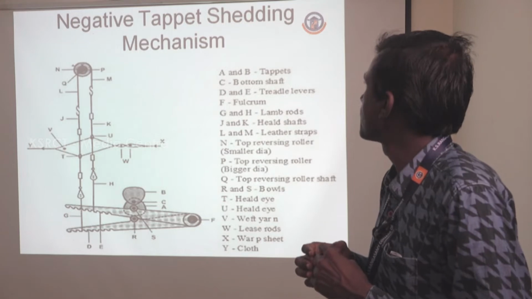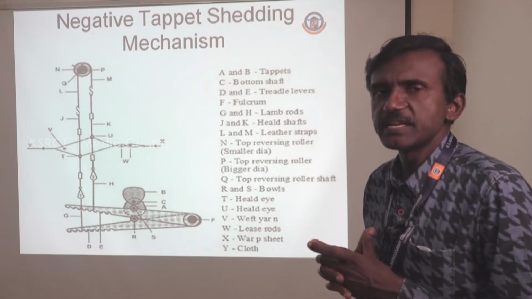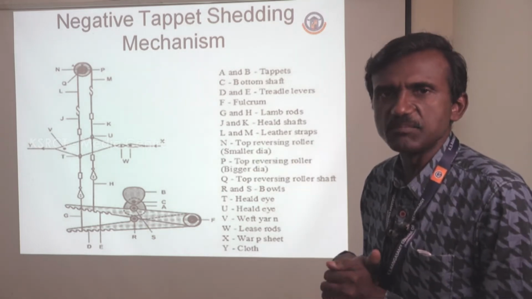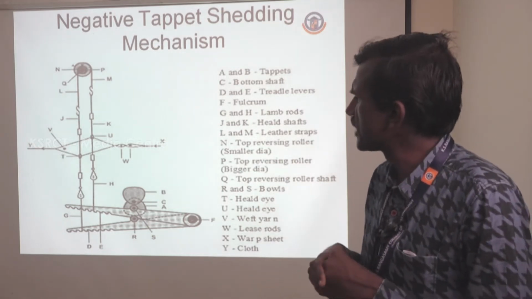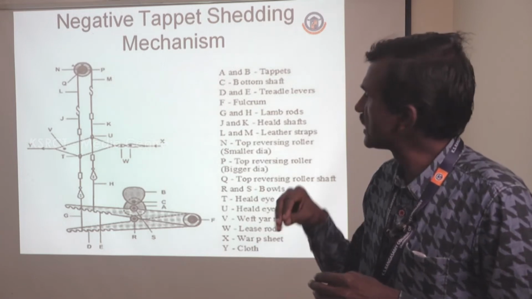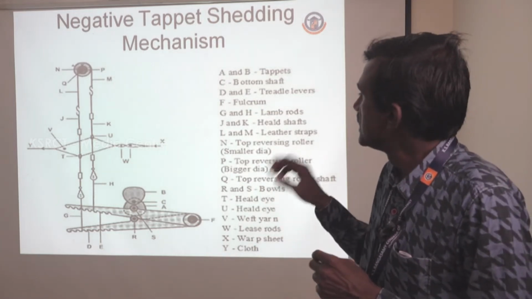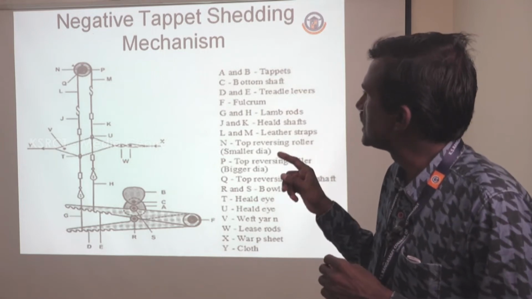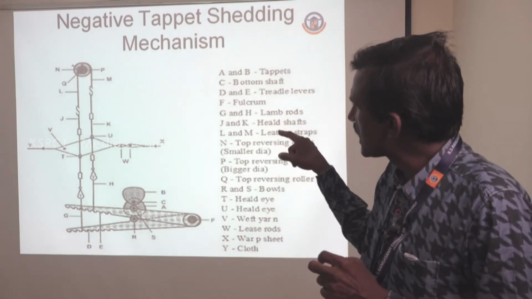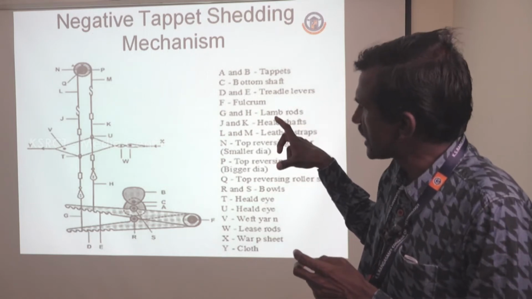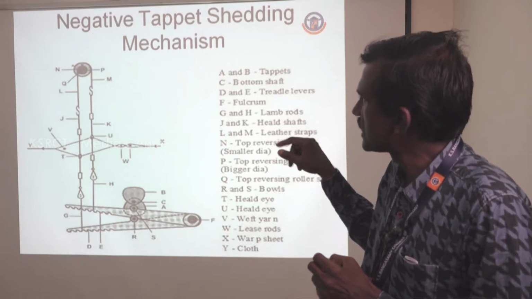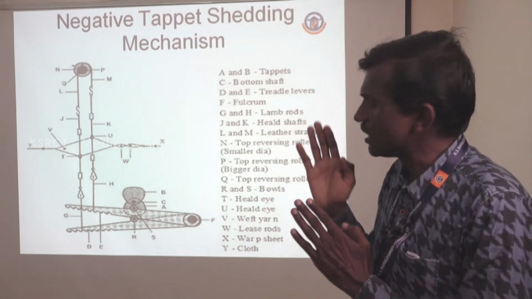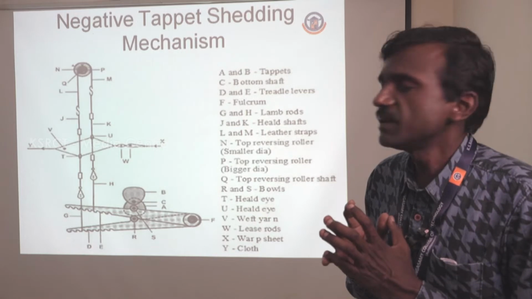This is the negative tappet shedding mechanism. As I told, in the negative mechanism, either rising or lowering of the heald shaft is done mechanically, and the other motion, either lowering or lifting of the heald shaft, is done with the help of springs or another alternate mechanism. This is the part where the heald shaft opens the warp thread so that the shuttle can pass over that. At the top we can see that P is an anti-friction bowl which gives an up and down movement to the heald shafts.